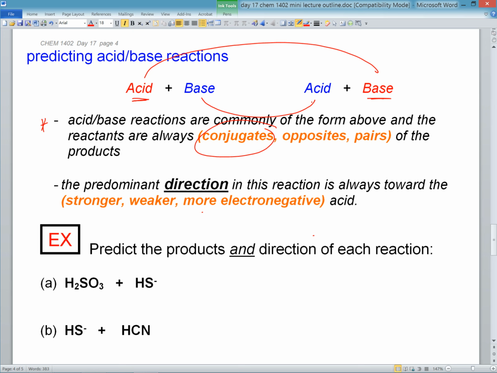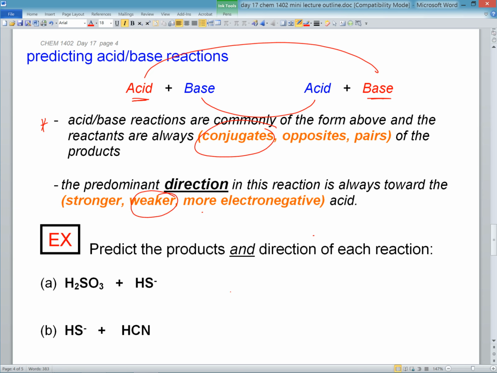The stronger acid? Everybody agree? Not so sure. So we have to point it toward the side where it's going to stay there, right? It's not going to dissociate. It's just going to form, and it's going to stay there. That's what a weak acid does, right? A weak acid does that. So the weaker, the better.